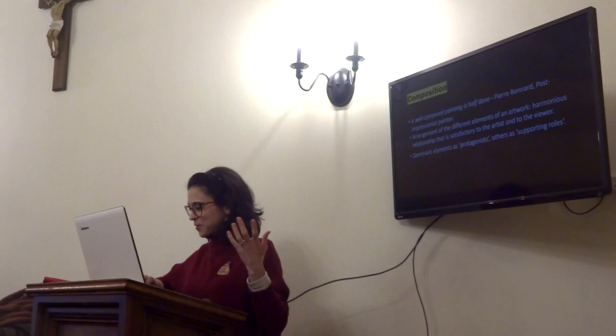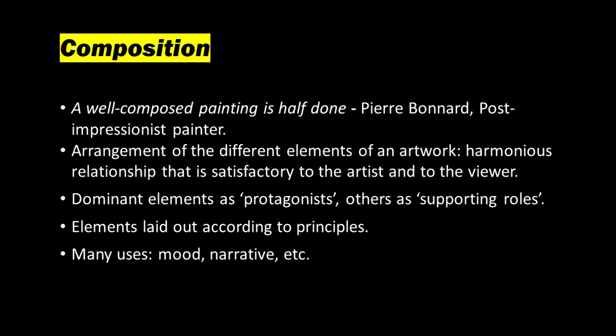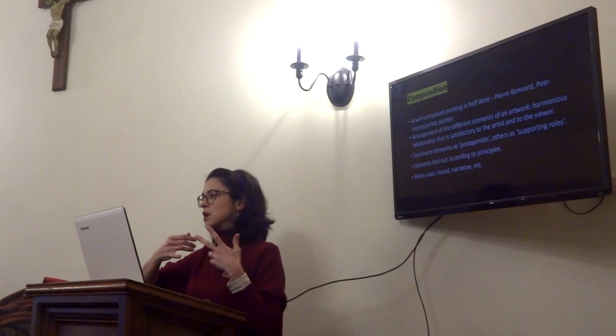And these elements are all laid out according to certain principles. Just to enunciate them, the elements that you can look at are line, shape, form, the color that we will see later, the texture, the value, and the space. And these are laid out according to a series of principles, and again, there's too many to talk about, but it can be scale, proportion, unity, rhythm. Again, space can also be a principle, perspective, depth. So it's complex to achieve that harmony, but the composition has many uses. It can serve to create a specific mood, or it can serve the narrative.